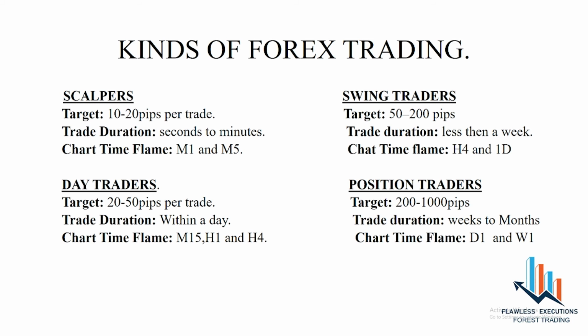Then the position traders, these are mainly the banks, the hedge funds, the corporations, and the rest. They are the position traders, and they usually target 200 to 1,000 pips per trade. Their trading duration lasts weeks and months, and they use the daily and the weekly time frame to make their technical analysis. So me, sometimes I trade swing and sometimes I trade as a position trader. So based on your schedule and based on your trading appetite, you can choose between these four types of trading, and the one that is best applicable to your life, you stick to that and you move on.